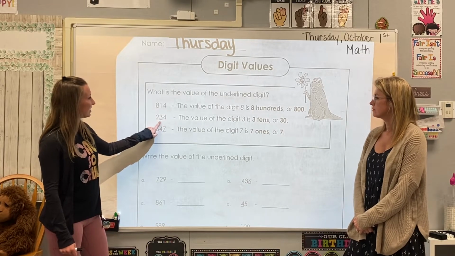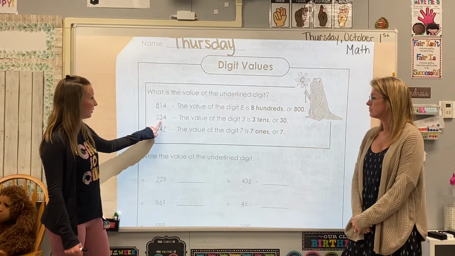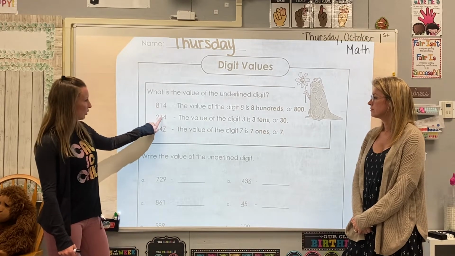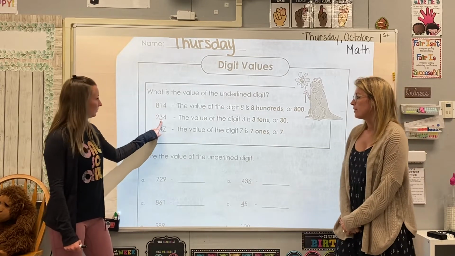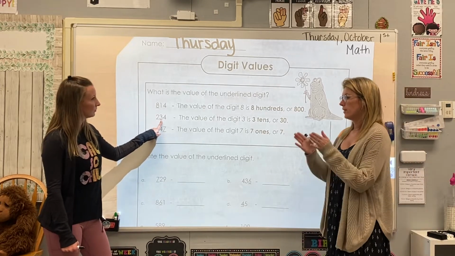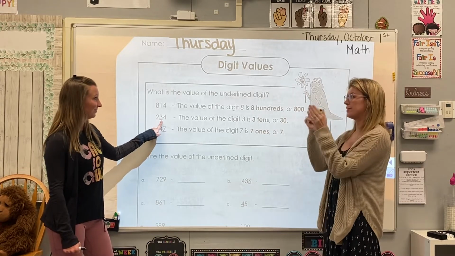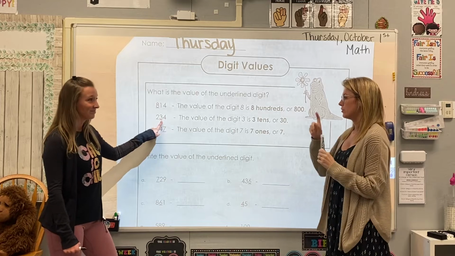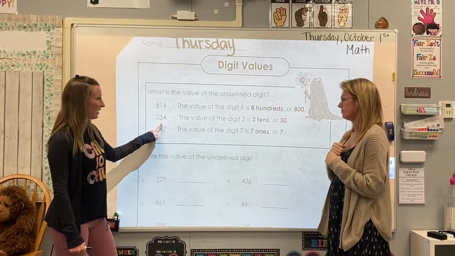Taking a look at the next one, 234, this time the second digit is underlined, and that's going to be in the tens place. Mrs. Grant, how much would a 3 in the tens place be worth? Well, a 3 in the tens place means that there are 3 tens. And when I think about it in my head, I think of 3 tens rods. And so a 10 plus a 10 plus a 10 is 30. Very good.